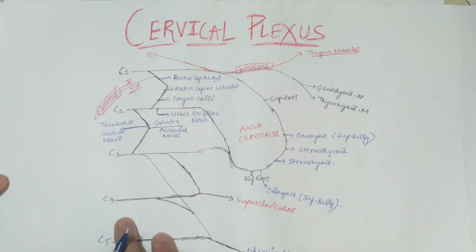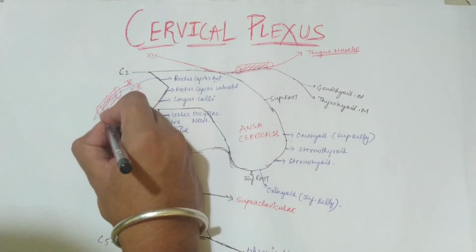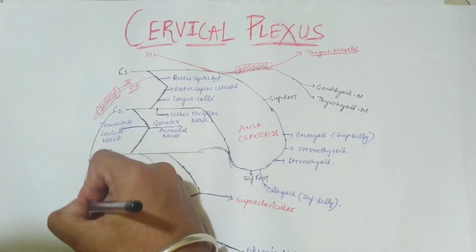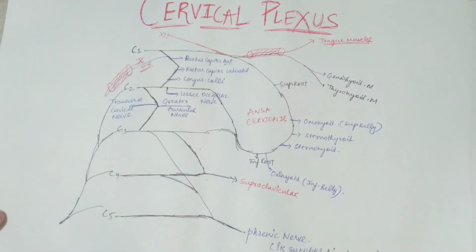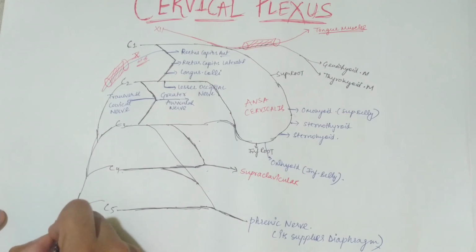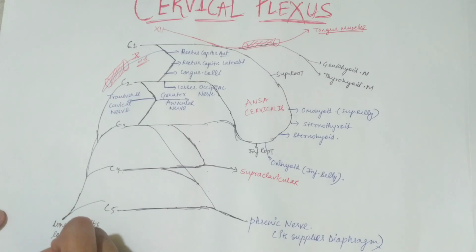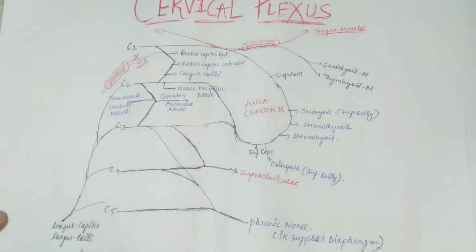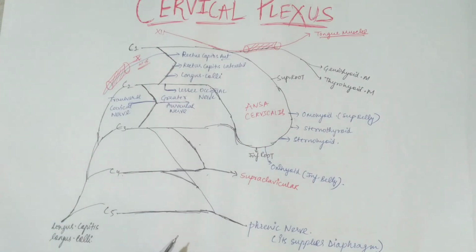Now there are some deep branches to the neck muscles. These arise from C2, including C3, C4 and C5, and give branches to your longus capitis and longus colli, two deep muscles in the neck, which are involved in flexion of the neck. Capitis is clear, it relates to the skull, and colli is a deep muscle of your neck.